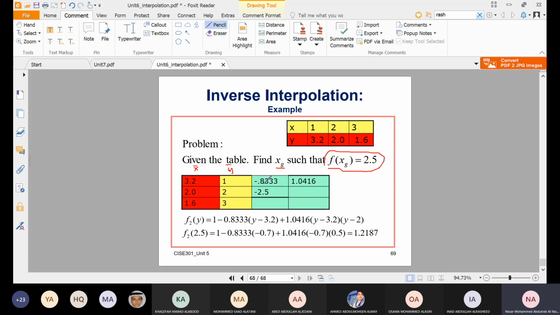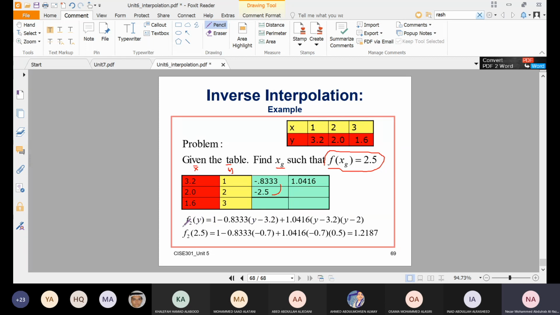So this coefficient I can use. I have 2 minus 1 over 2 minus 3.2. So this should give me this number. I have here 3 minus 2 over 1.6 minus 2, so it will give me this number. After that, I will say minus 2.5 minus 0.8333 over 1.6 minus 3.2, so this will give me this polynomial.